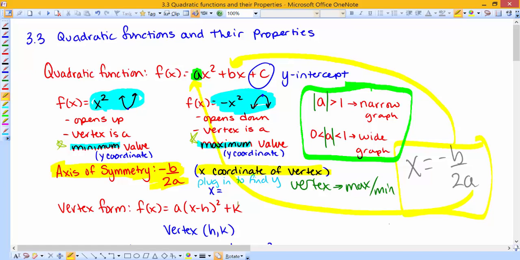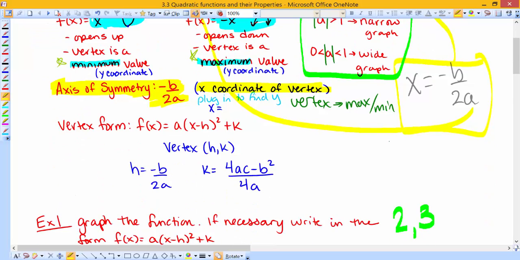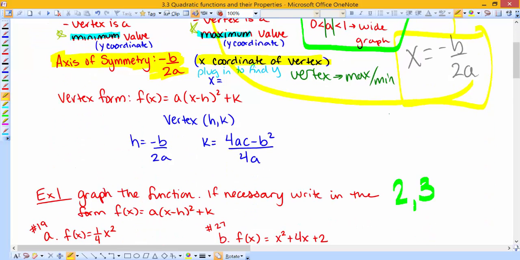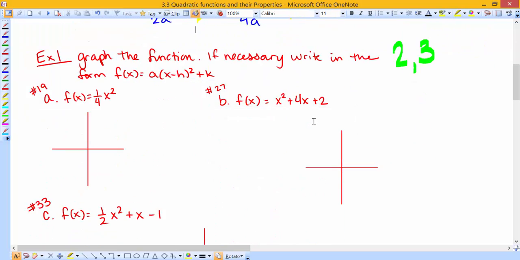So between the vertex, the y-intercept, and if the graph opens up or down, if it's going to be wide or narrow, we can come up with a pretty easy rough sketch. So that's what we're going to do in this first example. And here, sorry, we're really not going to worry about K. We find K a different way. That's us plugging in x to find y. So we're going to do example 1.